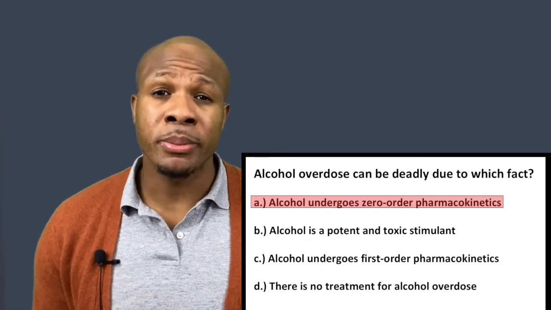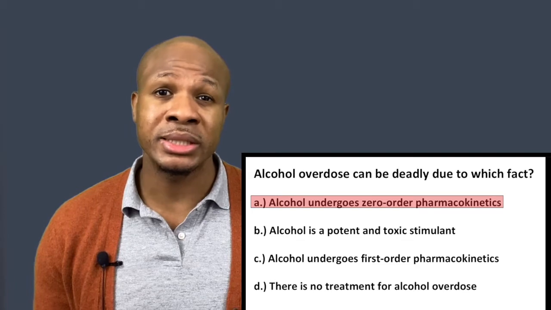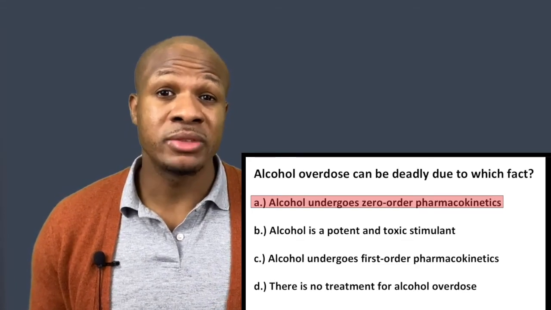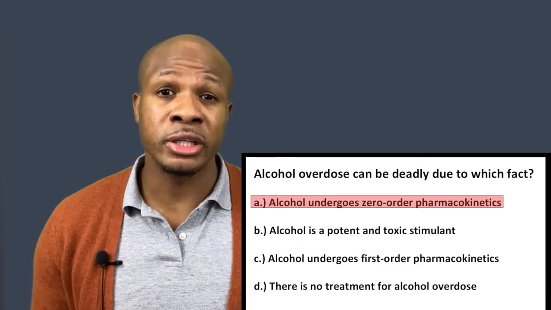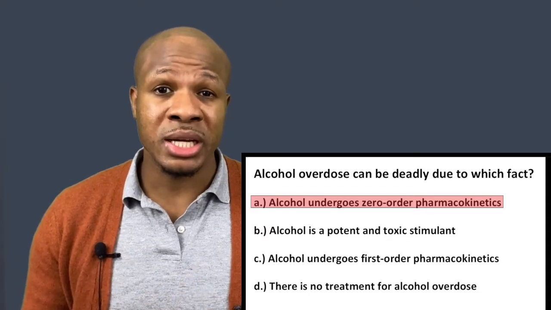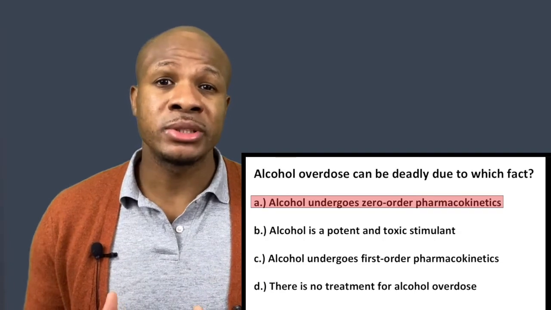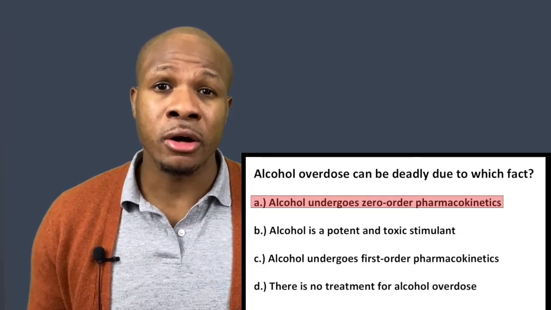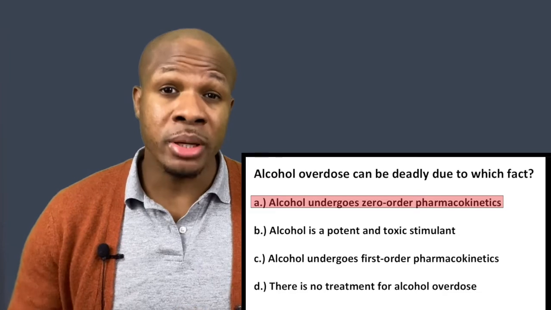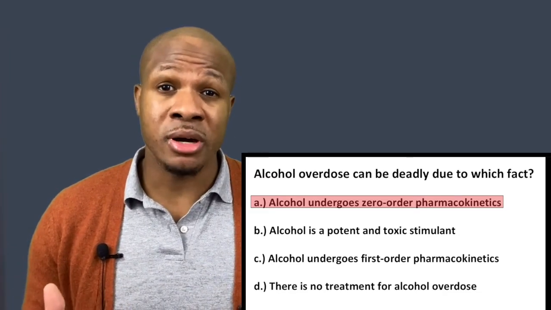And that's really what makes alcohol deadly, because once you consume too much of it, it's very hard to eliminate it. The liver can only do so much. Once those liver enzymes become saturated, the rate of elimination remains constant. The liver is only able to metabolize a limited amount of alcohol at a time. Therefore, you end up having a buildup of alcohol in the body, which is going to cause toxicity.